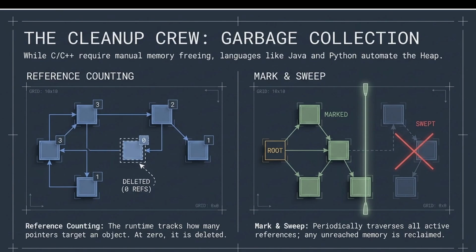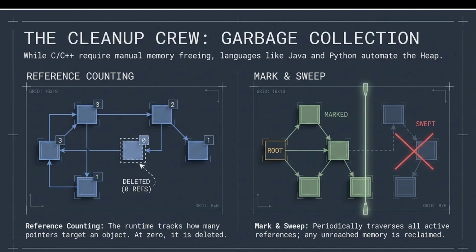The cleanup crew, garbage collection. Garbage collection is a concept which is there in programming languages like Java and Python. What is actually different when it comes to C, C++, and Java, Python is that garbage collection is automatic. But when it comes to C or C++, as we have talked before, they use malloc, which is manual memory allocation. But when it comes to Java and Python, which have garbage collection, it is automatic.